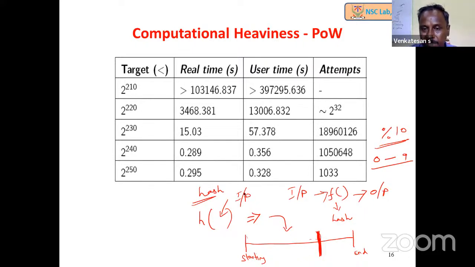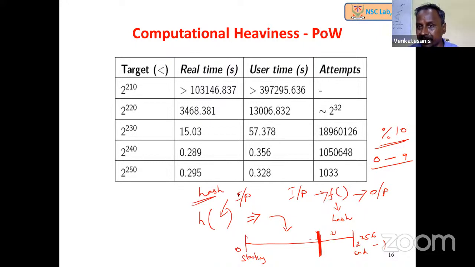If I try input one, it may not lie here, it may come into this place. So then I go for the next input, then again it may come. The third input may come into this place. So now I have succeeded in solving the puzzle. I give that input to my neighbor, they compute the hash and they say it is valid. But that's not so simple, because the size is too big. It is from 0 to 2 power 256 minus 1. This is the range, and I put the target here.